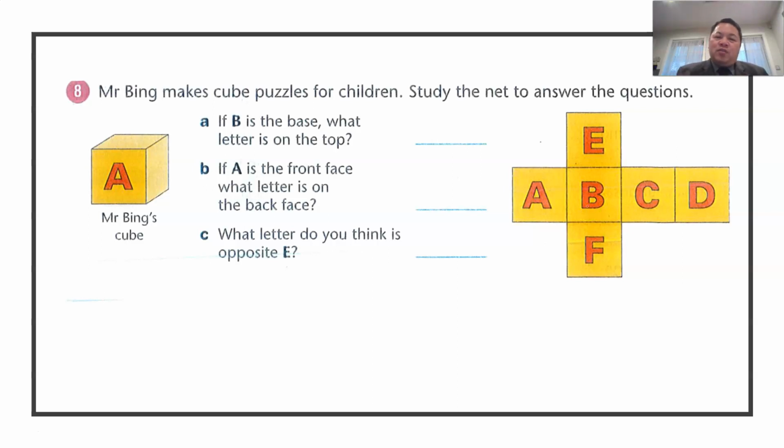A is the front face, so where's the back face? So A is the front face, so where is the back? And where do you think is the opposite of E? Okay, quite easy to see, isn't it? So I'm sure most of you will not have much problem answering this question. It's quite an easy task, okay, today.